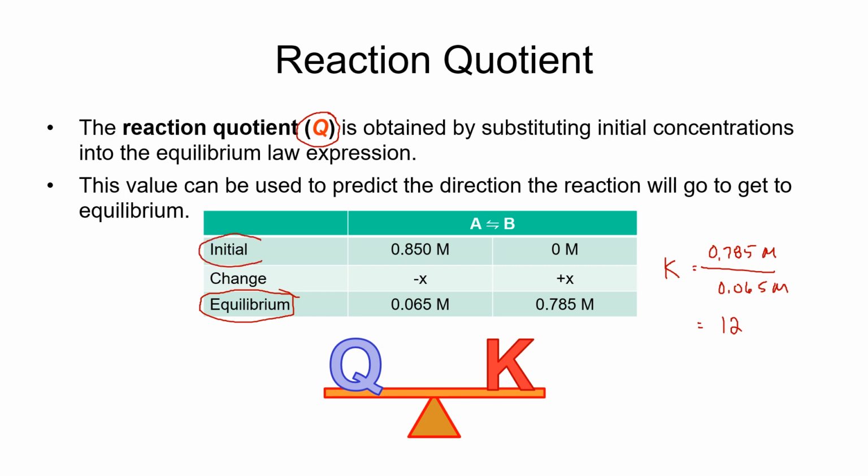But the reaction quotient does the same exact thing, but it uses the initial concentration. So the Q for this would be 0 moles per liter all over the 0.850 moles per liter, and the answer of course is going to be 0. What you can do is, this is where the little teeter-totter comes in. If you imagine a little teeter-totter with Q on the left and K on the right, you can just use these values of Q and K to tell you which way the reaction is going. If you just sit them onto the teeter-totter, the bigger one is the side to which it's going to lean.